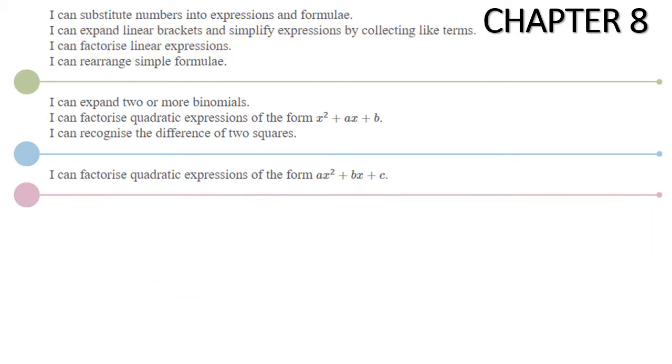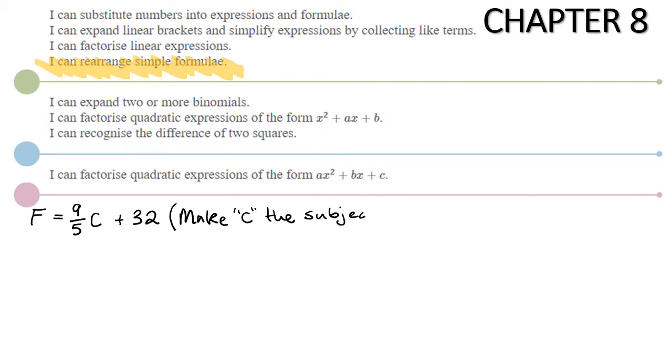Moving on to the next bit here, rearranging simple formulae. So that's a formula for something that we need to rearrange. So for example, to get Fahrenheit, we need to do 9/5 times the centigrade plus, I think it's 32. And let's say what we needed to do is make C the subject. Now what does that mean? That means that we want to finish with something which is C equals something. At the moment, what you can see is we've got F equals something.